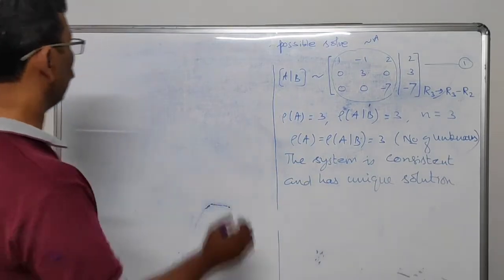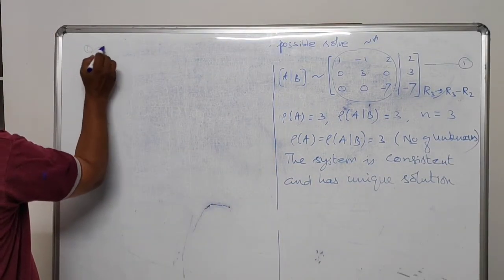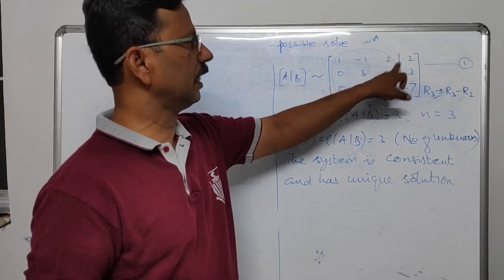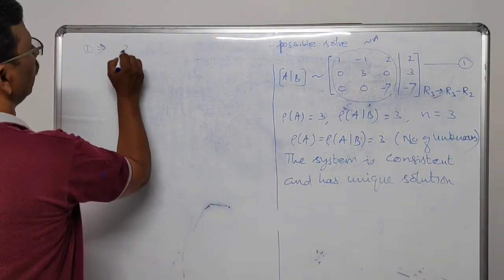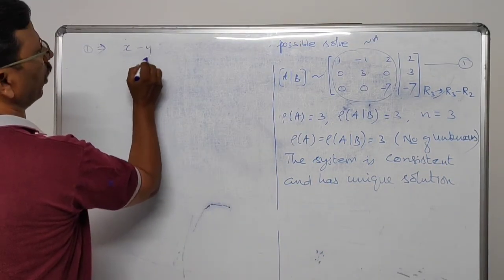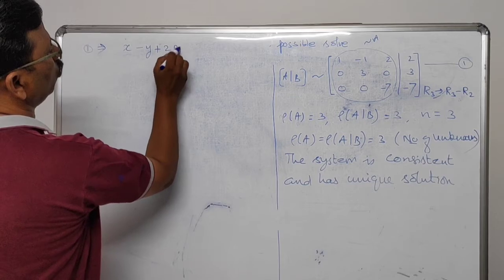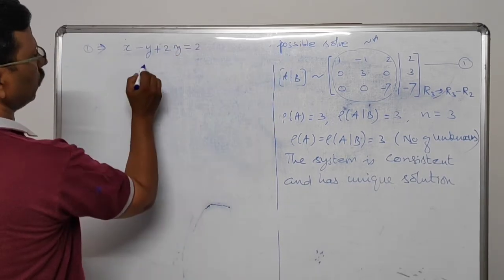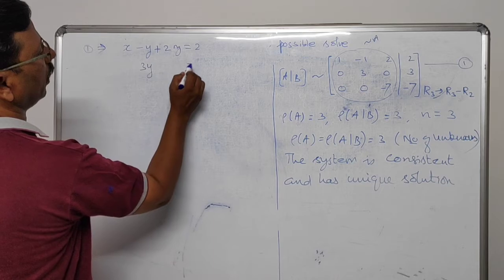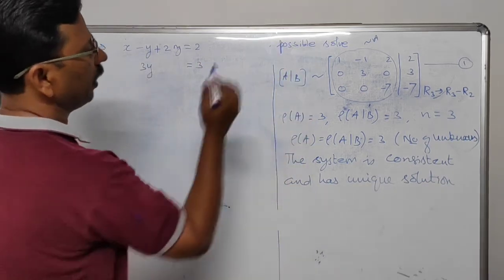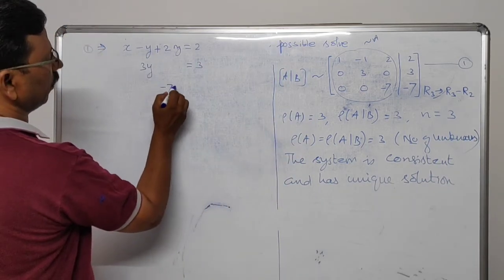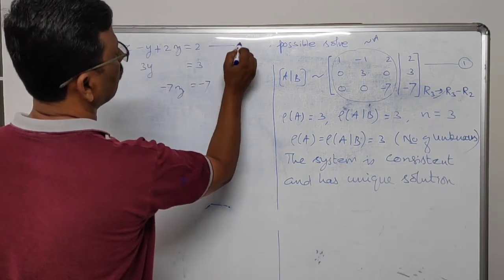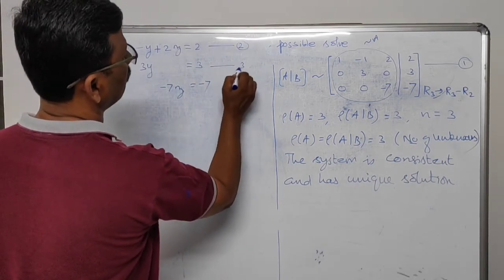See, from equation number 1, we can write the equation. These are variables x, y, z and a constant. Therefore, we can write x minus y plus 2z is equal to 2. The next one, 0x plus 3y equal to 3. The next one is minus 7z is equal to minus 7. Here this is equation number 2, this is equation number 3.